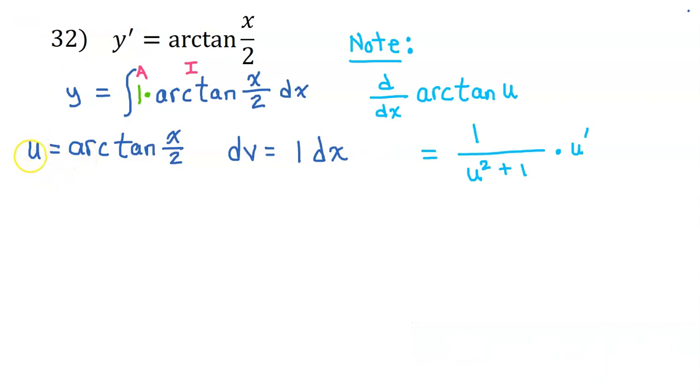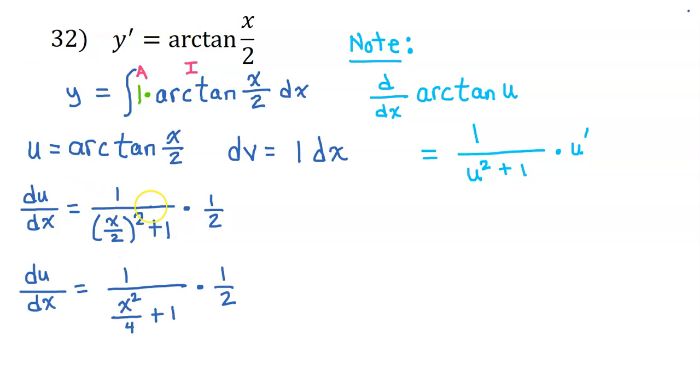Next, we need to take the derivative of both sides of this equation, but remember that the derivative of arctangent u is 1 over u squared plus 1 times u prime because of the chain rule. In this case, the inside part is x over 2, so we have 1 over (x over 2) squared plus 1 times the derivative of the inside part. This is like 1/2 x, so the derivative will be 1/2.